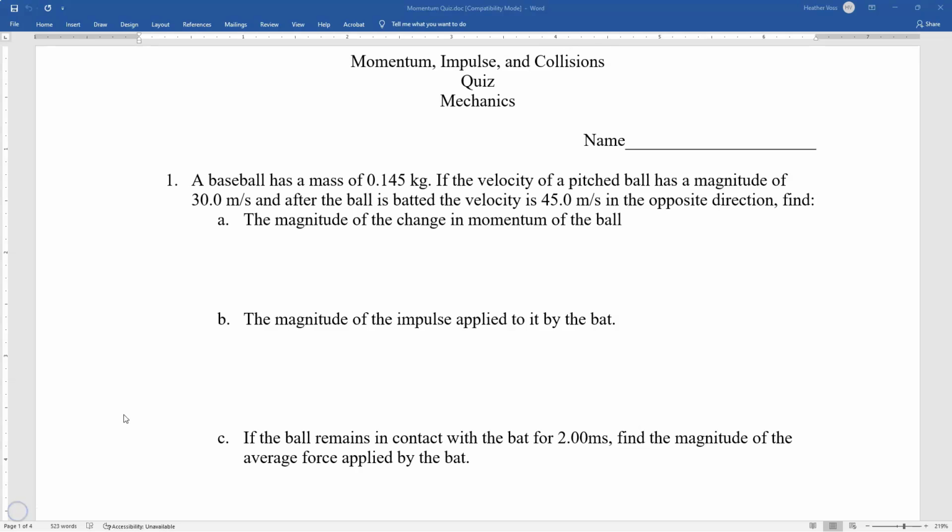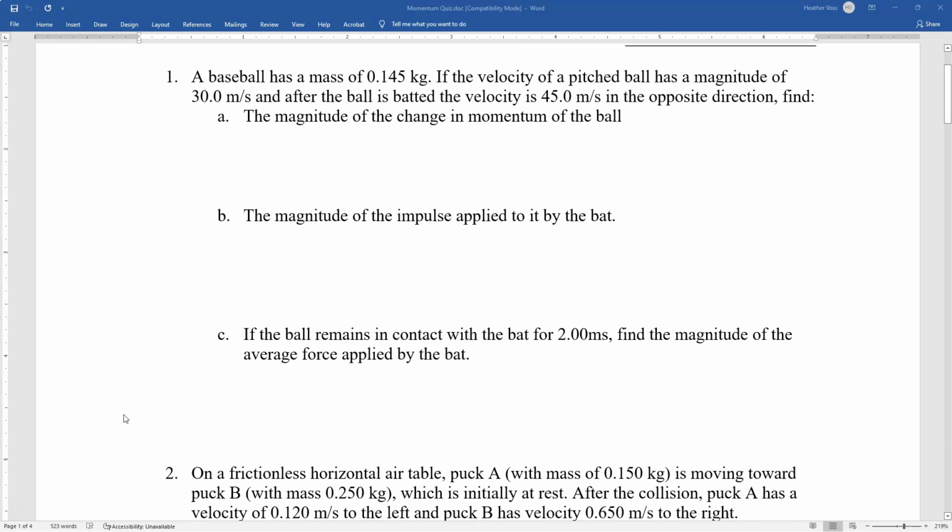Okay, so as we start looking at this quiz, we have a baseball with a mass of 0.145 kilograms. We know that the velocity of the pitched ball has a magnitude of 30 meters per second, and the ball is batted back with a velocity of 45 meters per second. We want to find the change in momentum of the ball. So the change in momentum is going to be mass times the change in velocity.